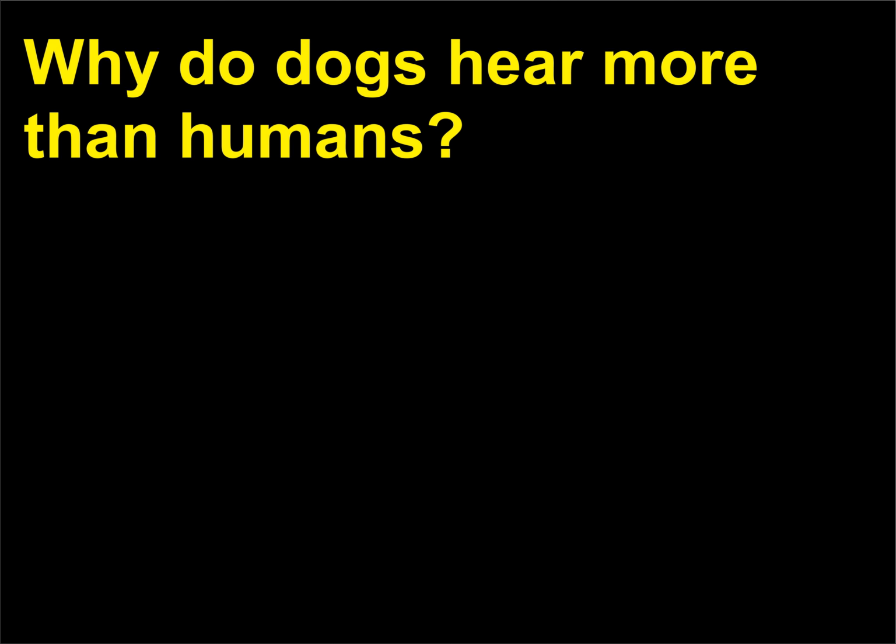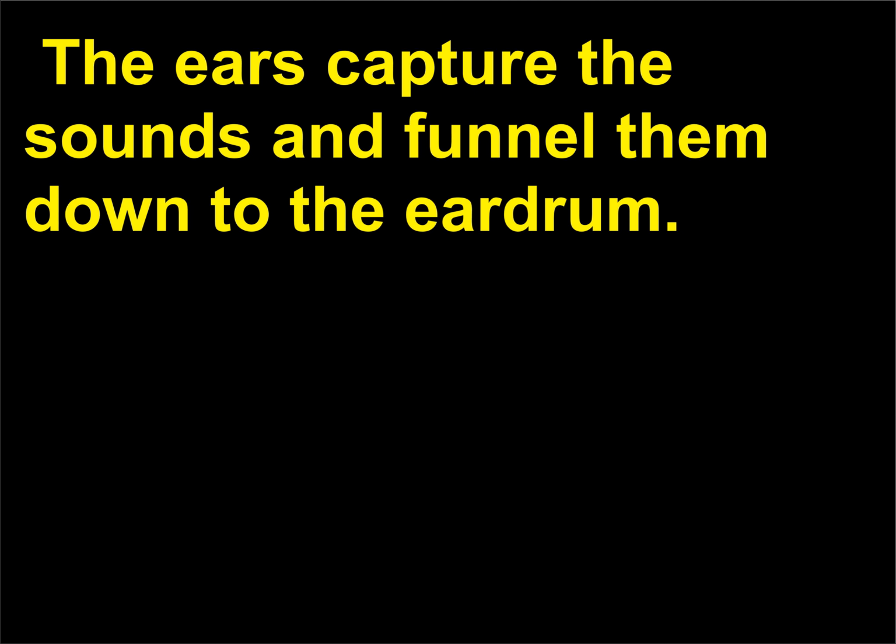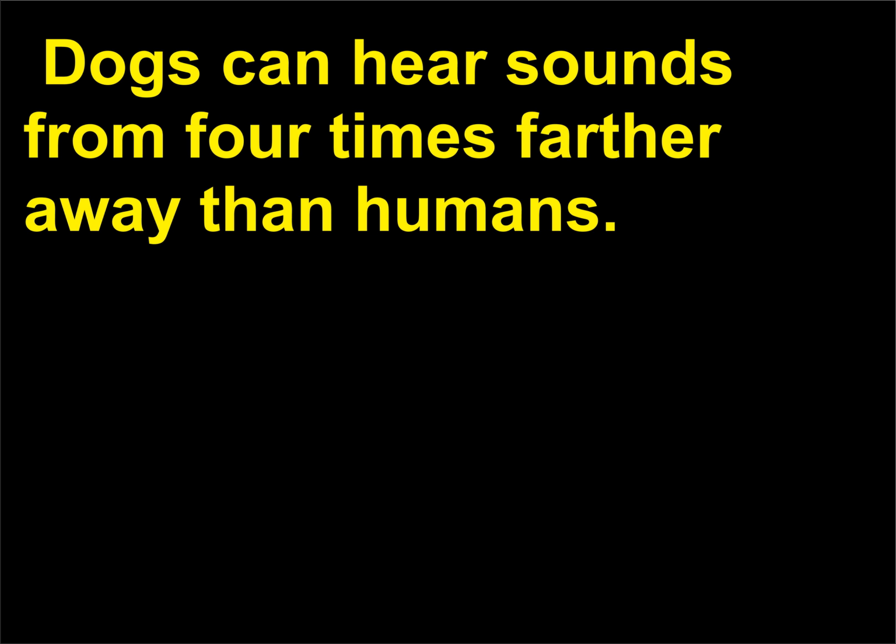Why do dogs hear more than humans? A dog's ears are highly mobile, allowing it to scan its environment for sounds. The ears capture the sounds and funnel them down to the eardrum. Dogs can hear sounds from 4 times farther away than humans.